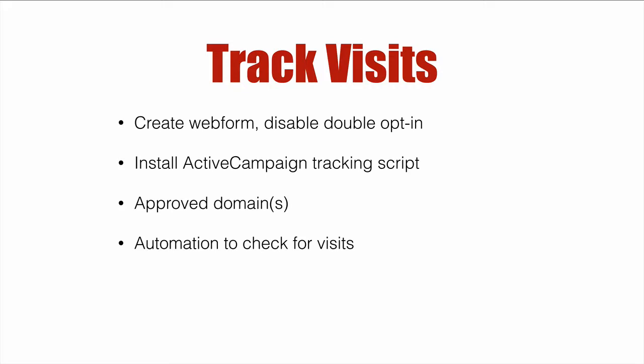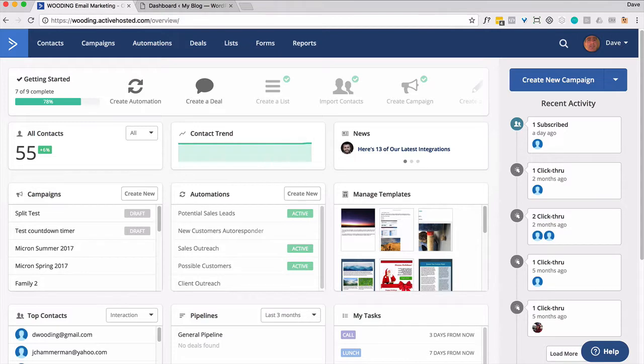We'll use the WordPress plugin. Inside ActiveCampaign, we'll approve the domain that's there, and then we're going to set up an automation to check for visits and then do something if they do or don't visit. So let's get started. So first thing to do is actually create a form.